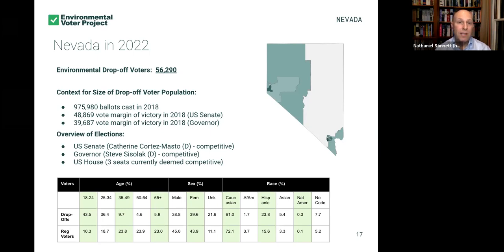Please also note that, similar to Arizona, the data on voter sex is missing a lot. We're missing a lot of it, so don't read too much into that. There's a lot of that unknown in there.